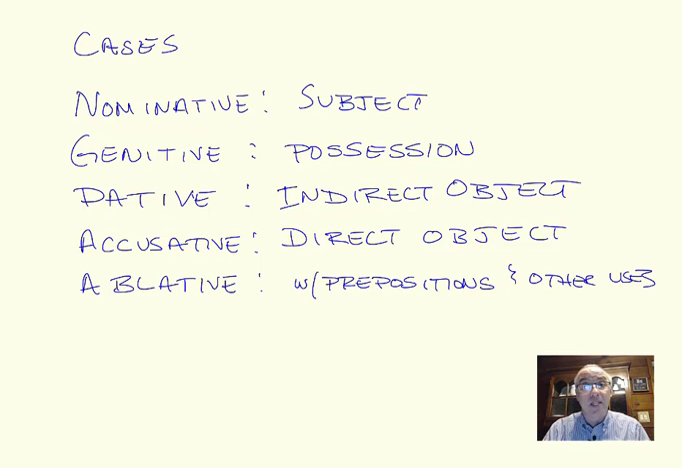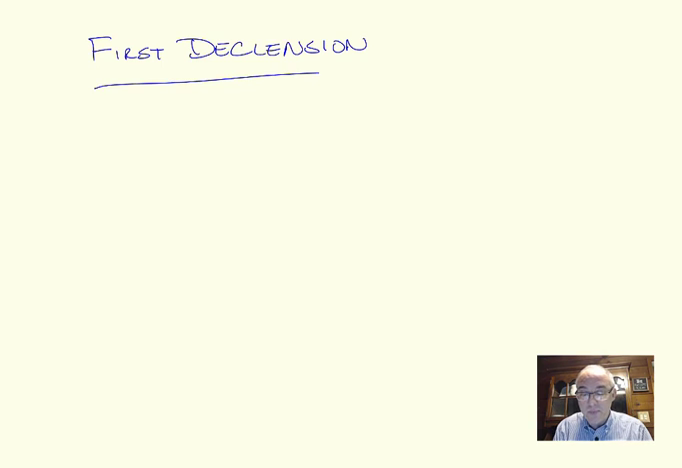Let's look at some examples of the dative case. We're going to talk about the first declension. There are 5 declensions in Latin. The declensions are for nouns, conjugations are for verbs. The declensions are groups of words that all follow the same format. And nouns of the first declension follow this format.